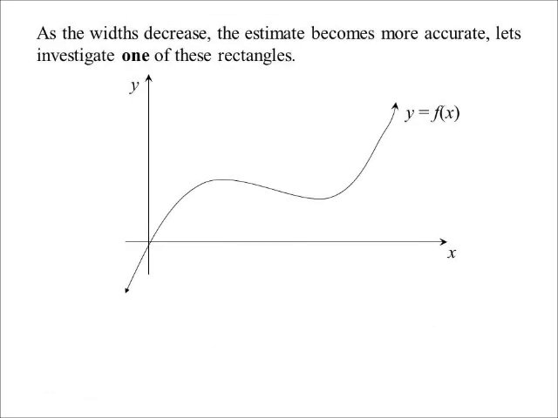Here's a random curve, y equals f(x), and what we just saw is as those widths decrease, the estimate becomes more and more accurate. So we're going to just have a look at one of those rectangles. Now at the moment that rectangle doesn't look like a rectangle because the top of it is curved. But remember, if we're going to try and make an infinite number of rectangles, then the width of it would be getting very close to 0. So whilst that top is a little bit of a curve, if the width is close to 0, it'd be pretty close to being a straight line.